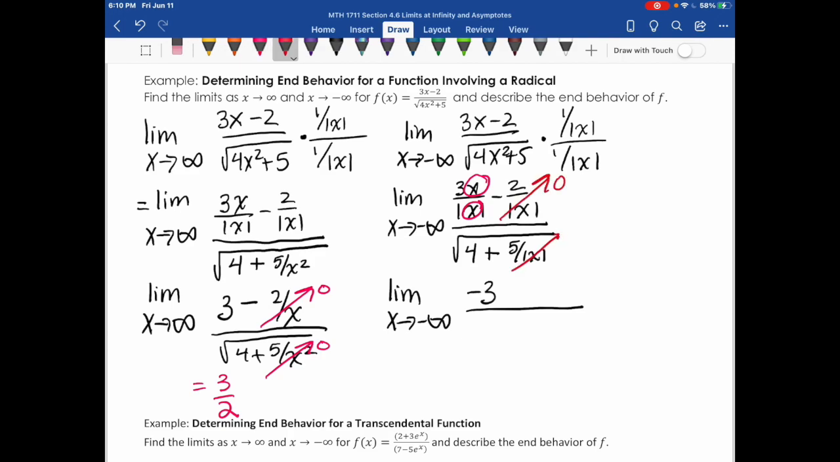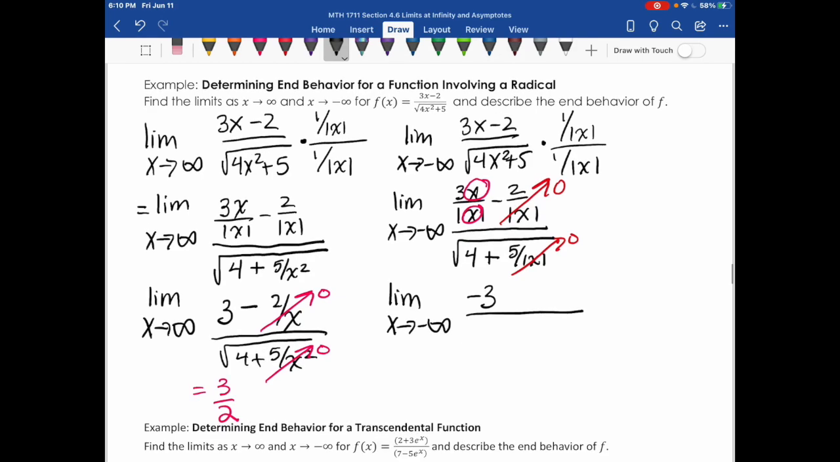This is going to approach 0. And I'm going to be left with -3 minus 0 over the square root of 4, which is 2. And so for this limit, I'm going to get -3/2.